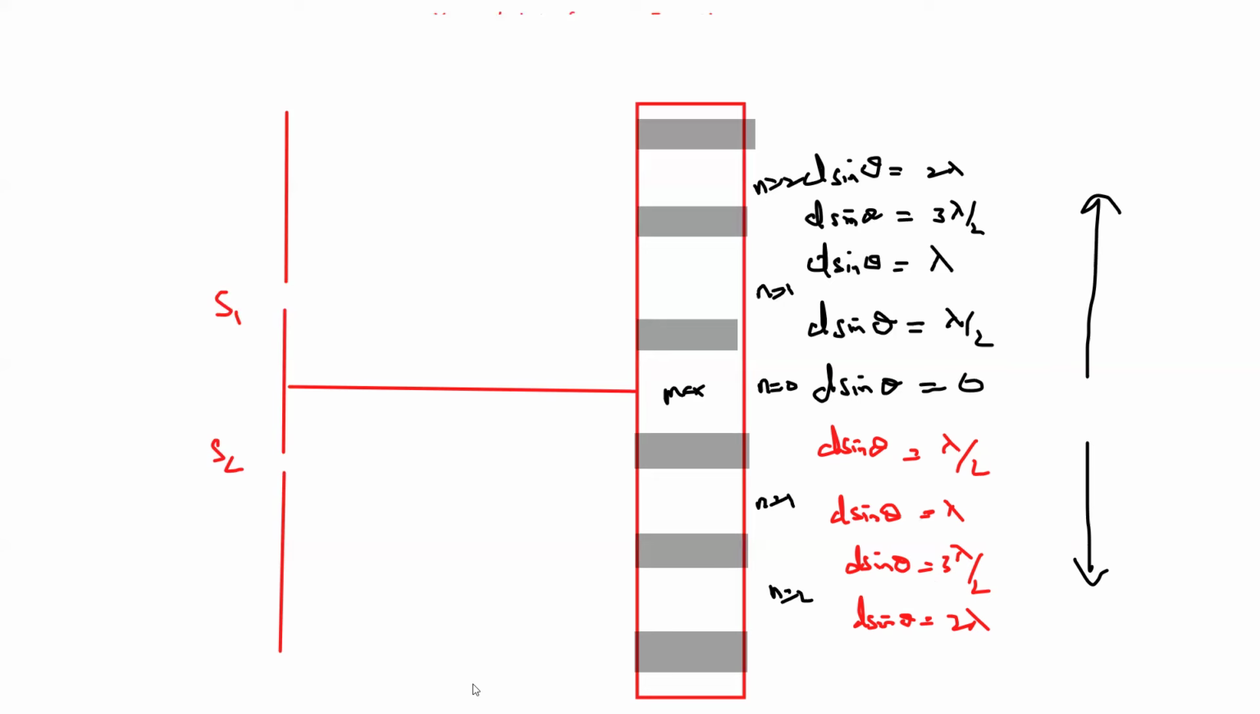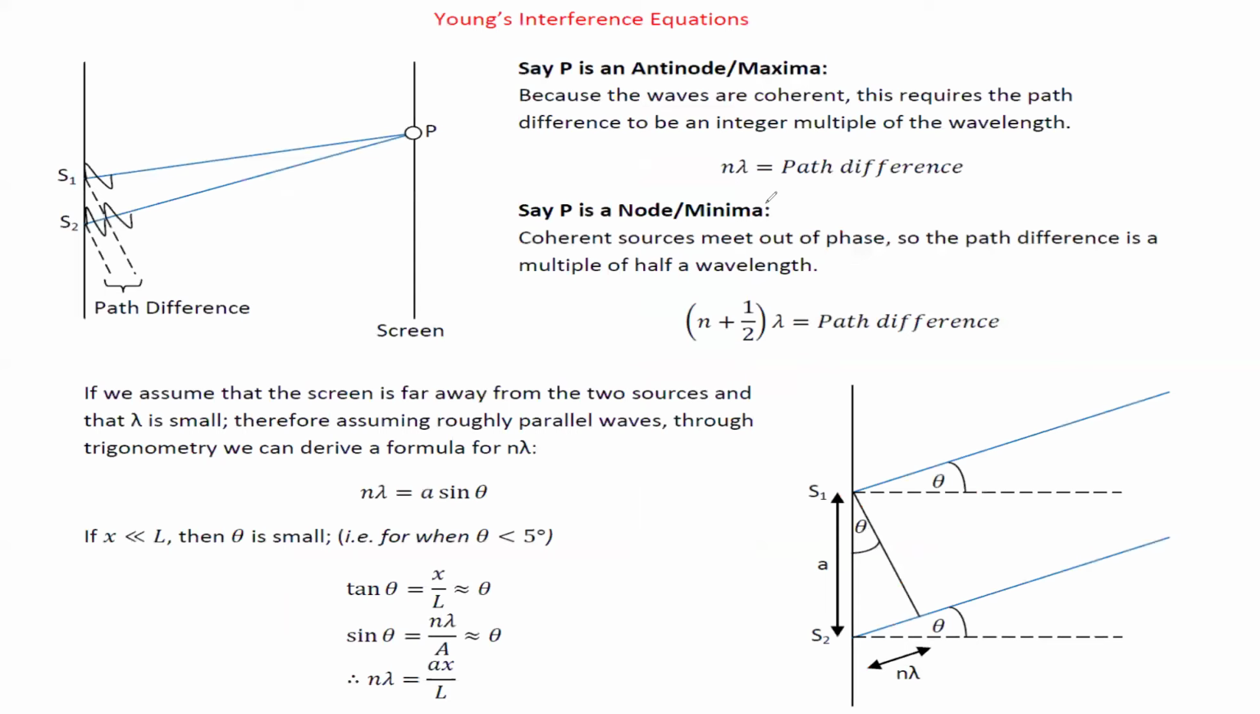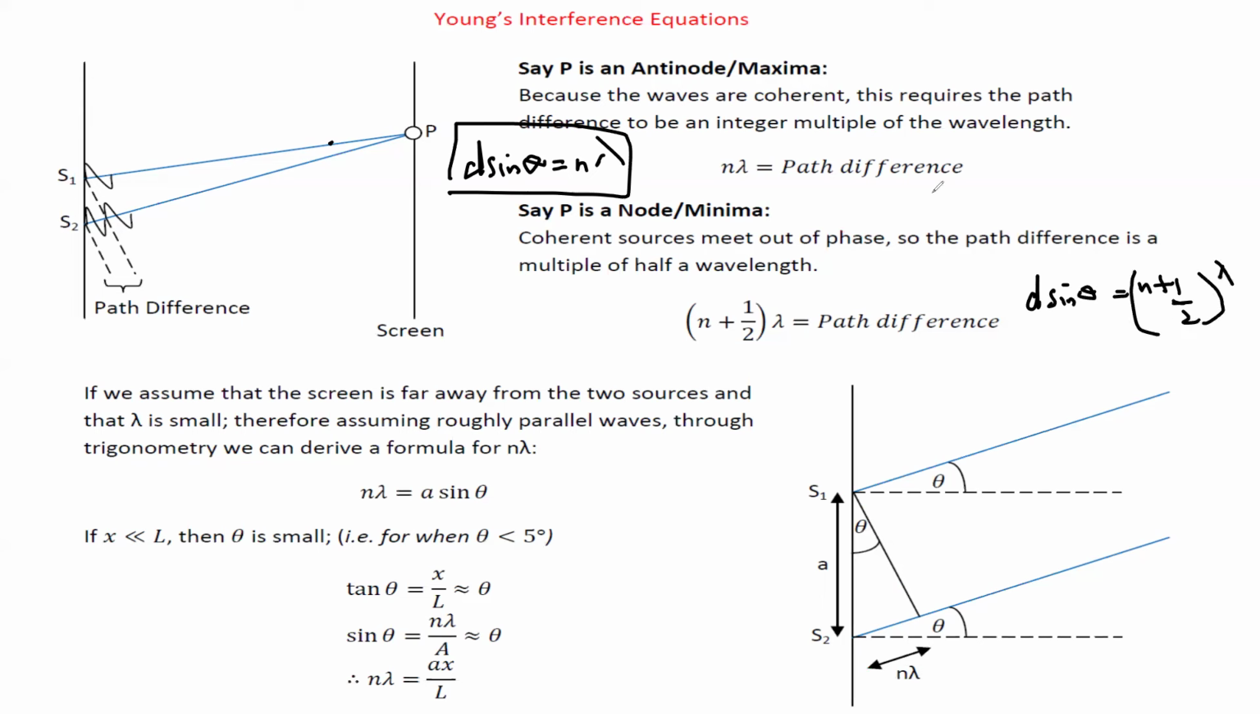Does the n lambda formula only work for maxima? No, the n lambda formula can be used for minima as well. If it is maxima, we use the formula d sine theta is equal to n lambda, where n is the order of image. And if we are talking about minima, then the formula becomes d sine theta is equal to (n plus half) lambda. So these are the two formulas for the path difference, where n is the order of image. n can be 0, 1, 2, 3, 4, and so on.